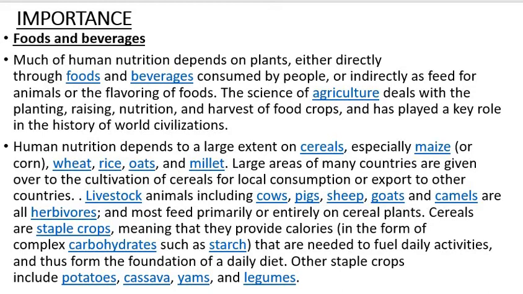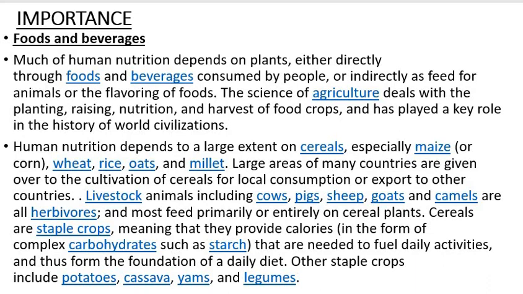Livestock animals including cows, pigs, sheep, goats, and camels are all herbivores, and most feed primarily or entirely on cereal plants. Cereals are staple crops, meaning that they provide calories in the form of complex carbohydrates such as starch, which are needed to fuel daily activities and thus form the foundation of the daily diet. Other staple crops include potatoes, cassava, yams, and plantains.